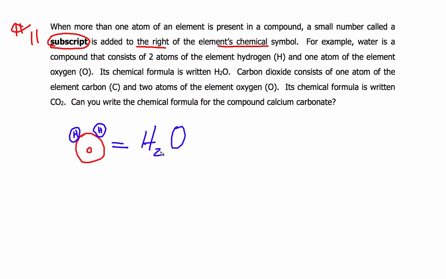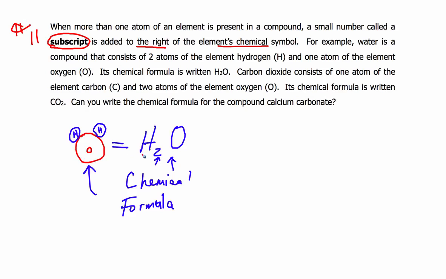Well, that little 2 tells me when I read this chemical formula, meaning that this right here describes what the molecule is actually going to look like. Okay, so this little 2 is called a subscript. That little 2 is called a subscript, and when it comes right after an H or any other symbol, it tells me there will be that many of those atoms in the molecule.